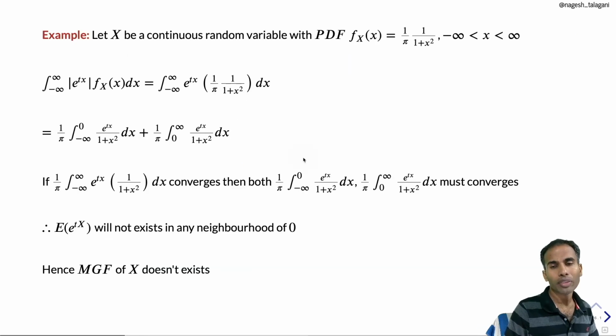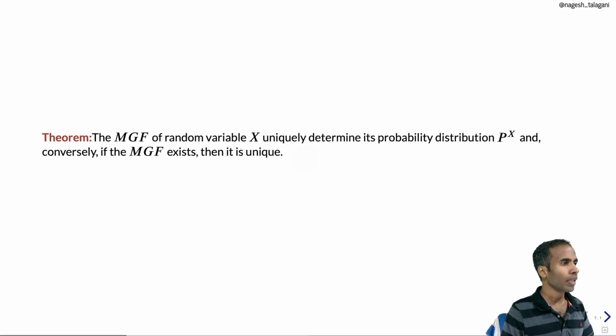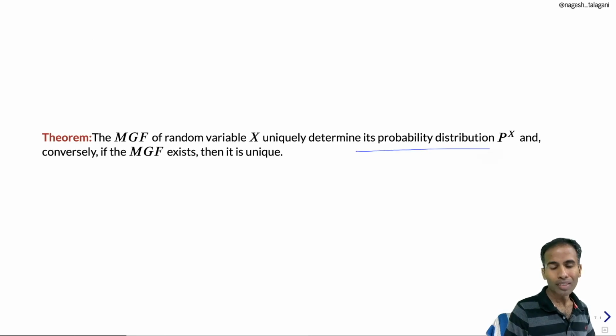So far, we have seen CDF, PMF or PDF as an alternative specification for its probability distribution. Now we are going to state a theorem which says that when MGF exists, it also serves as an alternative specification for its probability distribution. Here is the statement. The MGF of the random variable x uniquely determines its probability distribution Px, and conversely. If MGF exists, then it is unique. This theorem says that when MGF exists, it uniquely determines its probability distribution.